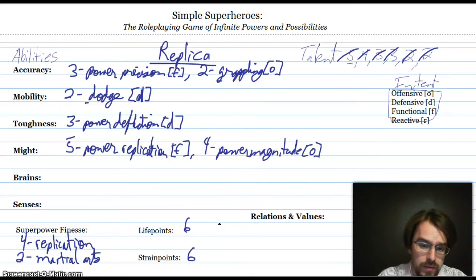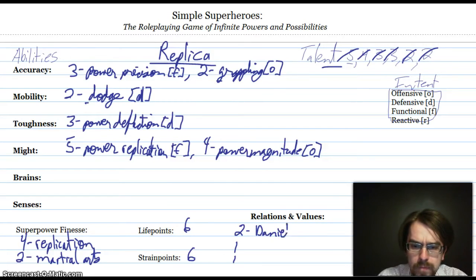You do relations and values. Now for a focused array character, which is what Replica is, you get a 2, a 1, and a 1. So she has a brother named Daniel, who she cares about a great deal. She really likes reading, and she has a value of honesty.